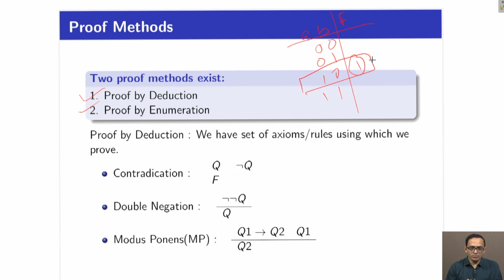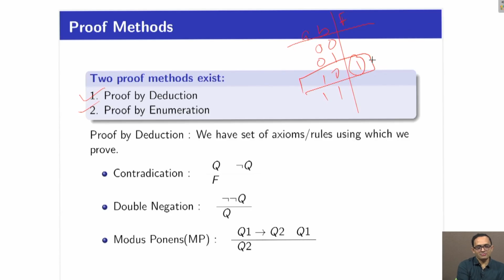So, that is called proof by enumeration, but you can understand that proof by enumeration is not a good solution. You have to basically keep checking, and there are 2 to the power n possibilities, right. So, it will take a lot of time. So, in the proof by deduction, what we do is, we already have some inference rules, right.